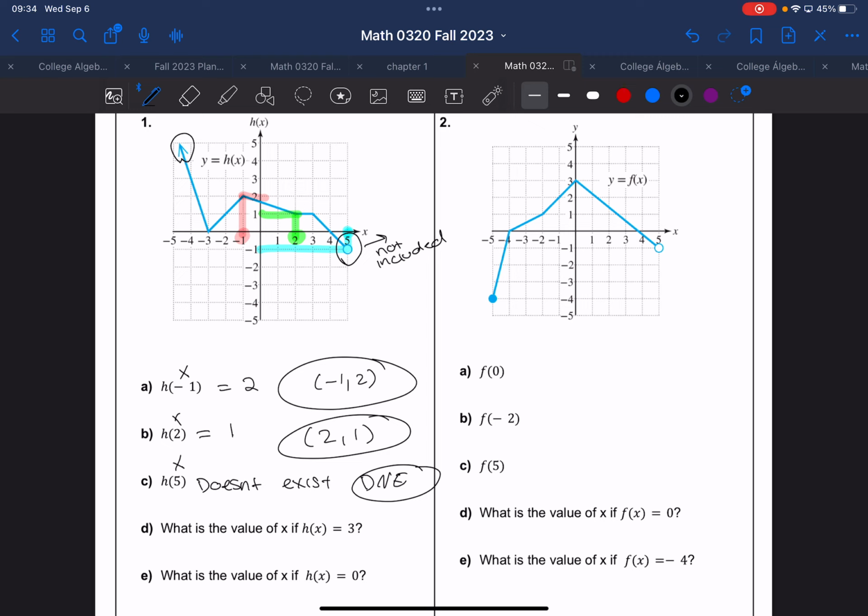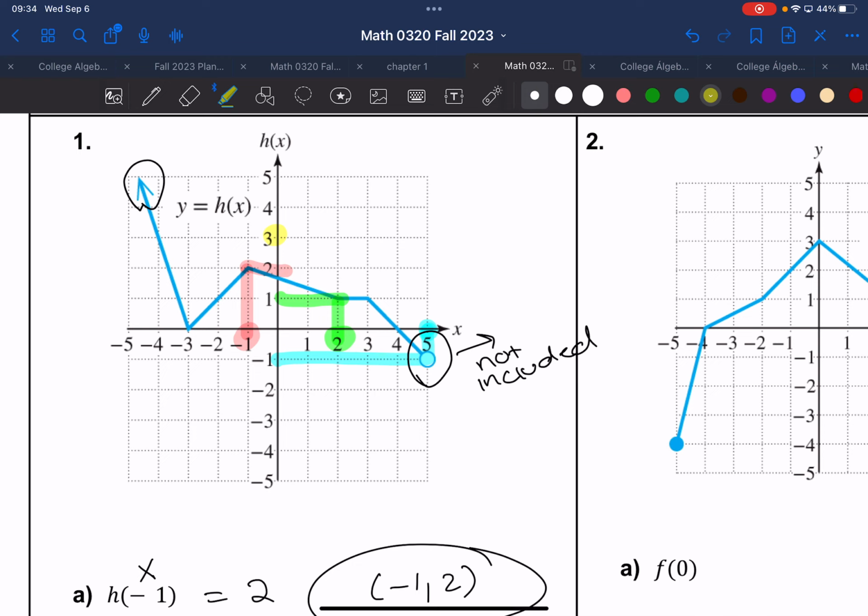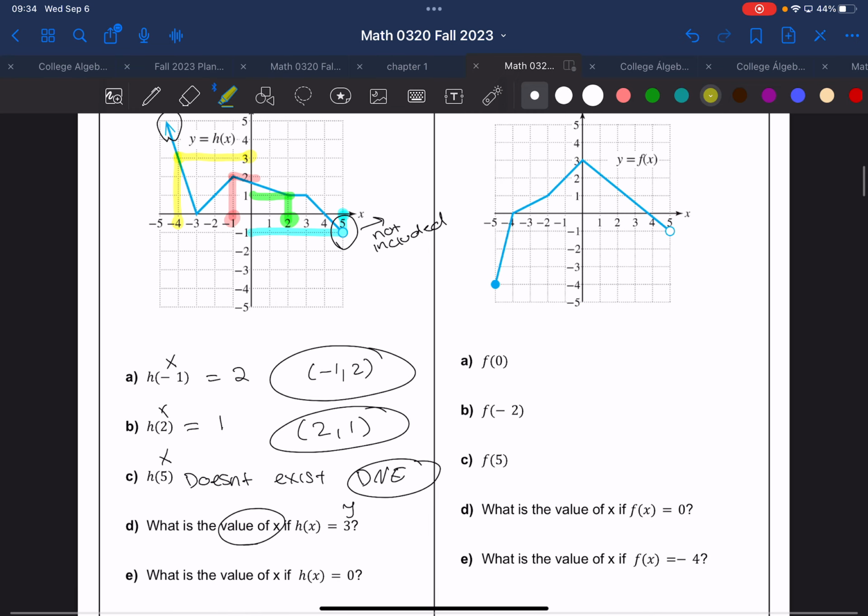Okay, now on part D, it says, what is the value of x if h of x is equal to 3? So that 3 is what variable? Y, because it says, what is the value of x? So that means that number is y. So we're going to do the same thing, but instead of finding 3 on the x's, we're going to find 3 on the y's. So we have 3 right here on the y's. Are we going to go left or right to our function? Left. Okay, and that's going to stop where on our x's? -4. So on D it says what value of x? So we would say x is equal to -4. How would we write that as a point? -4, 3. Good.